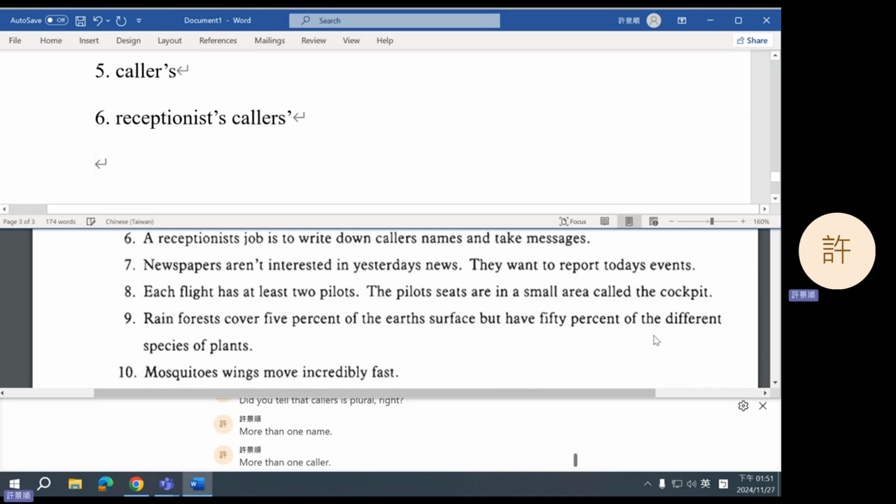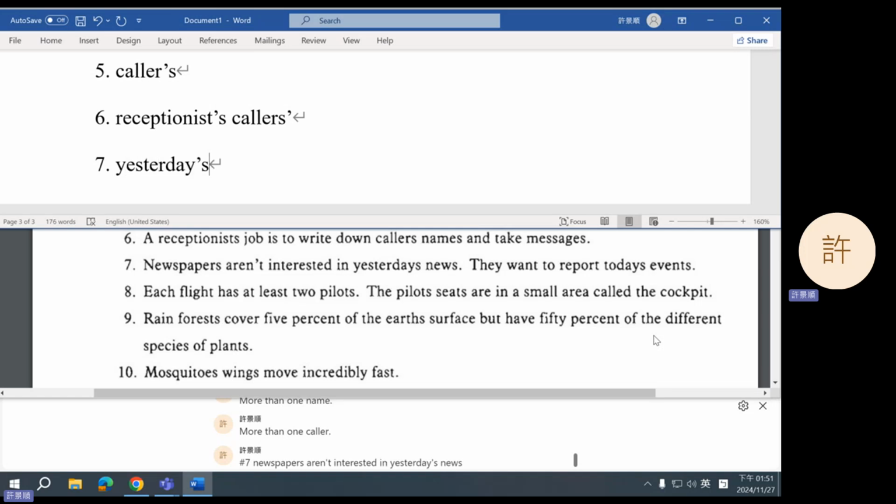Number 7, newspapers aren't interested in yesterday's news. They want to report today's events. Yes, so you can also use possessives for objects. Doesn't have to only be people or animals. Like the pen's color is, right, pen apostrophe S. You can use it for objects too.